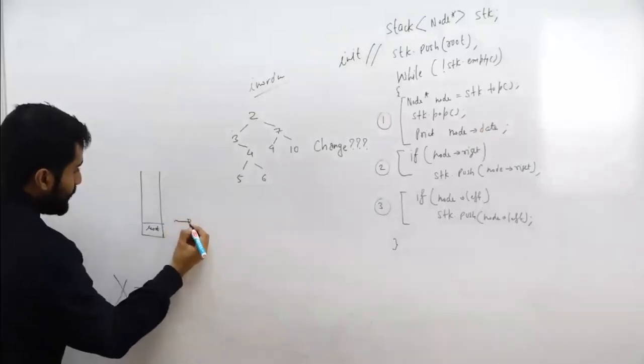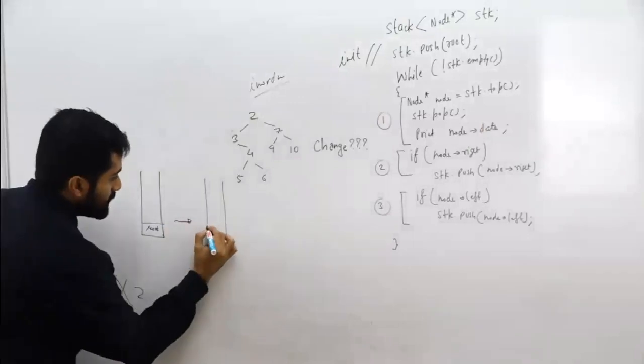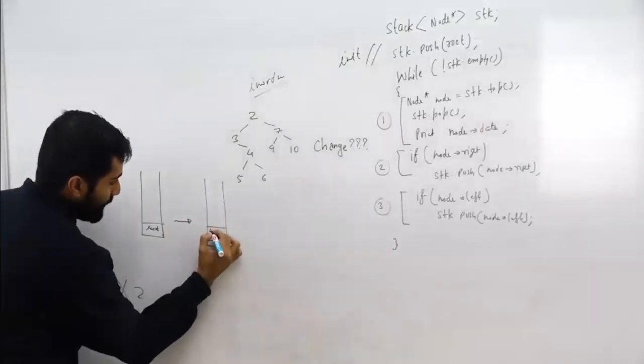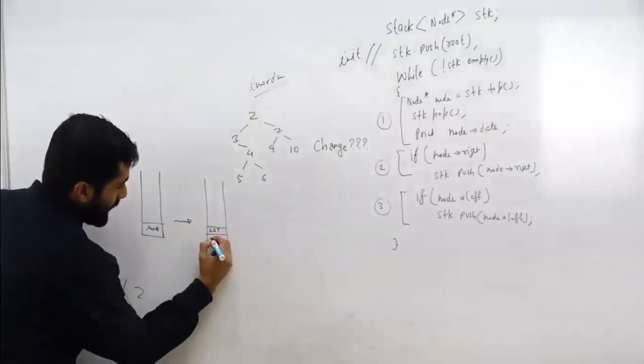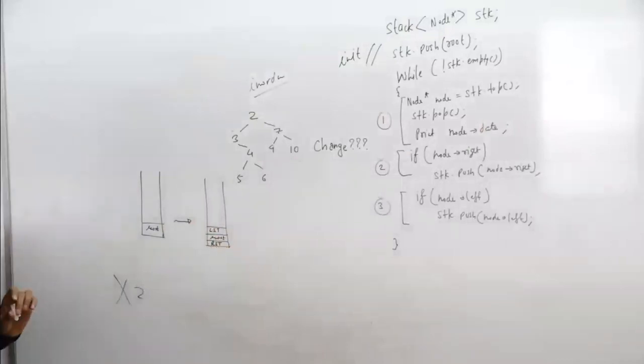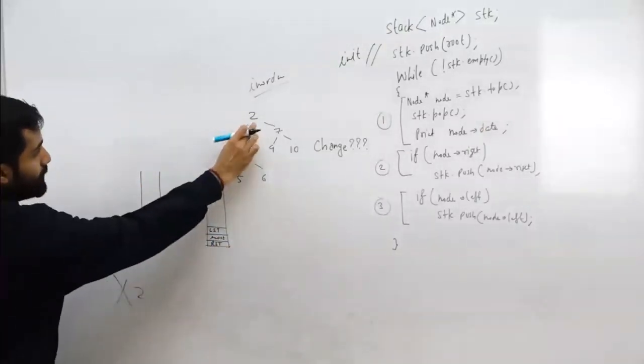Now, if you are able to move on to a state where there are three things, at the top you have the left subtree of the root, here you have the root, and here you have the right subtree, then the job will be done. Keep it in your mind. Initially you have the root, which is 2.